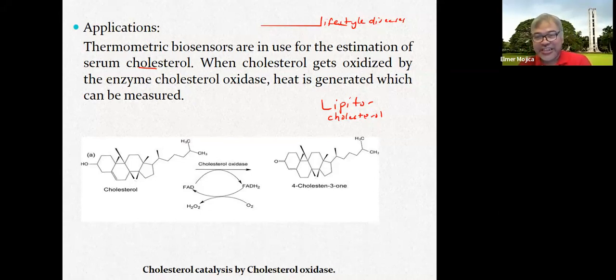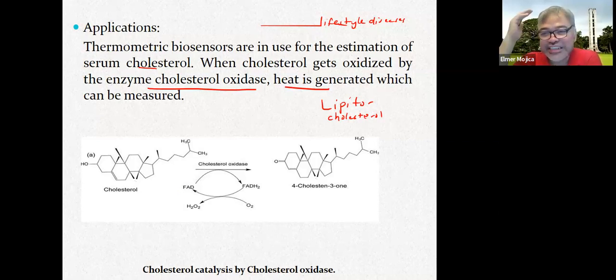So if you are old, usually your maintenance is either one or the other. Okay? Medication for high sugar and high cholesterol. So the way they do it, they develop it to detect cholesterol. So when cholesterol gets oxidized by the enzyme cholesterol oxidase, heat is generated. So they take advantage of that heat. The more cholesterol you have, the more heat it will generate. So that is the principle they use here. Okay?